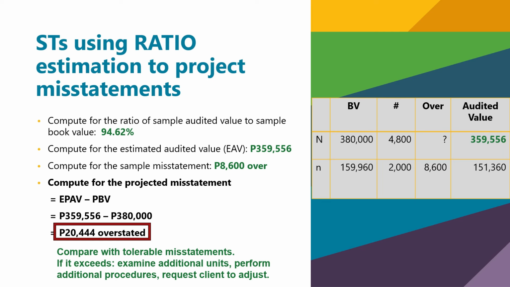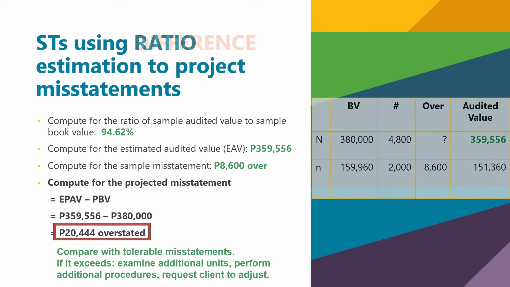And if the client does not adjust, then this is the time that the auditor will make a conclusion that the account is materially misstated. So again, I appeal to you to remember that what you're going to do is compare projected misstatement versus tolerable. Tolerable is what we are willing to accept. The moment it comes close, equals, or even exceeds tolerable misstatement, that can be an indication that the account is materially misstated. And so therefore, you may do these steps.